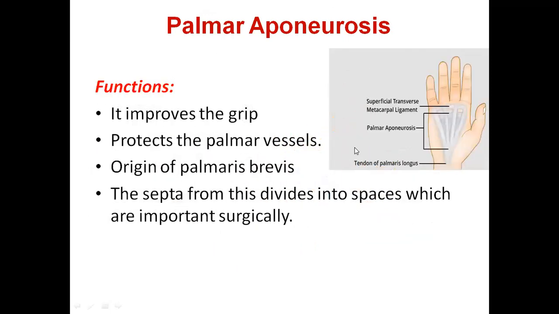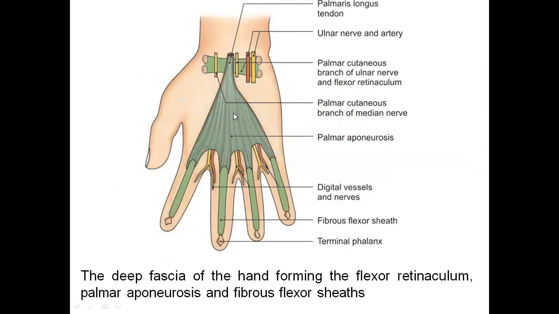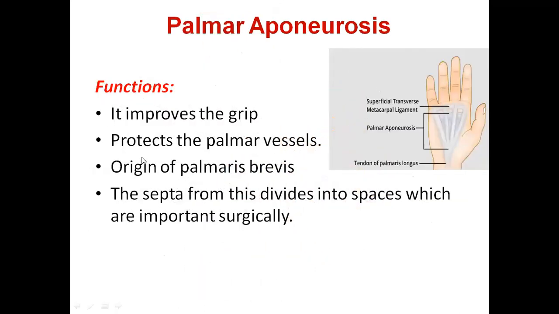Now, functions of the palmar aponeurosis. Why are we gifted with this thickening of the deep fascia in the palm? It is improving the grip. It is protecting the underlying vessels. Are we finding vessels and nerves here? No. They are all covered by the palmar aponeurosis. That means they are very sensitive structures which are well protected below the palmar aponeurosis.